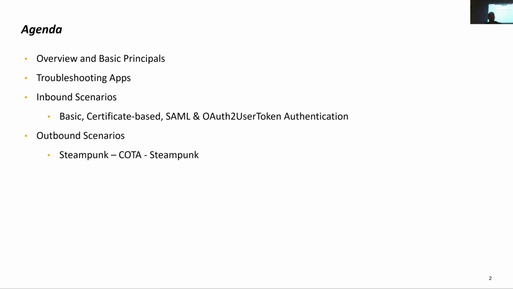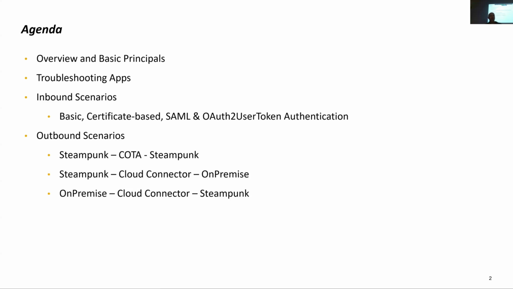And of course, we do the other way around, calling out from a Steampunk system over a so-called outbound scenario. I have a quota scenario here, and I will explain in more detail what it is. Then we also have Steampunk to on-premise system, and an on-premise system to a Steampunk system call. In between, of course, we have the cloud connector.